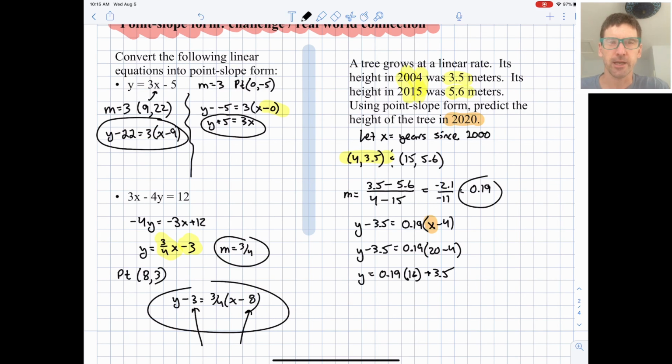And then I'm just going to go to my calculator and run through that. So 0.19 times 16, and then adding on a 3.5 gives us y is 6.54. That's going to be in meters. Let's think, does that kind of make sense? So about another meter after the 2015 height. Yeah, it seems like it does make sense. So our tree will be about 6.5 meters tall, assuming it keeps growing at the same rate. That's a good place to stop right there.